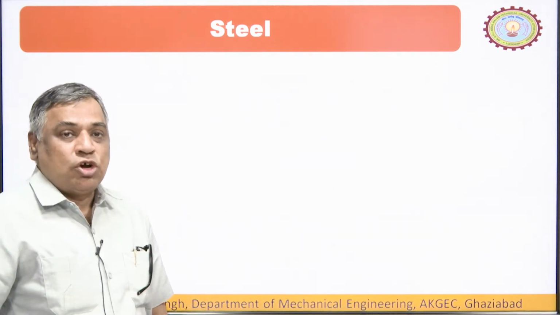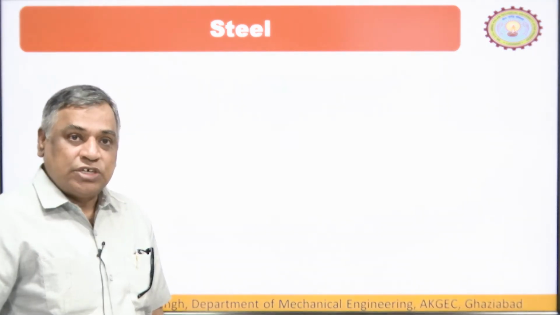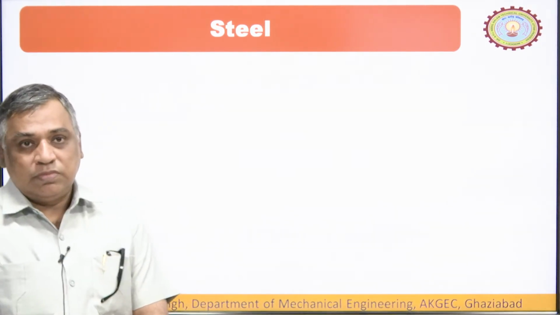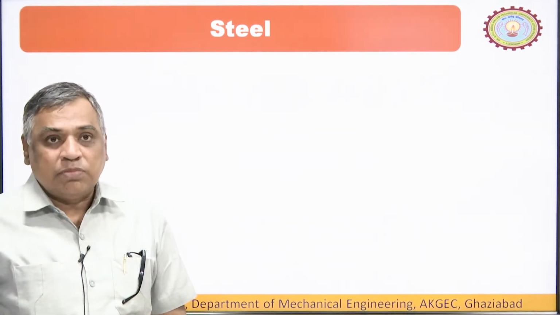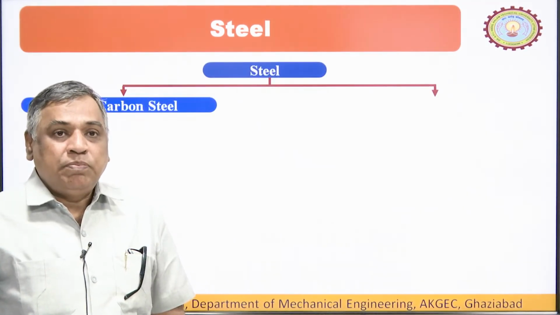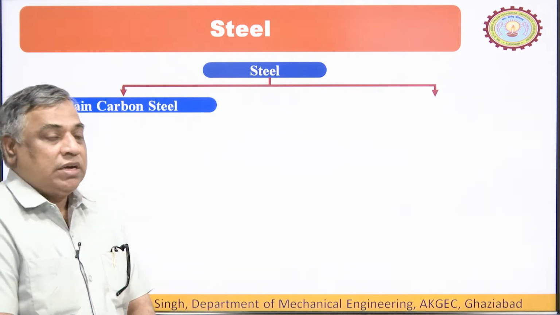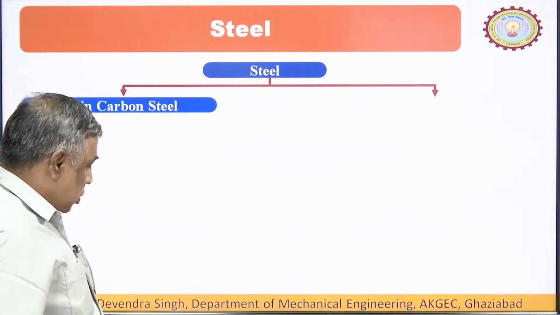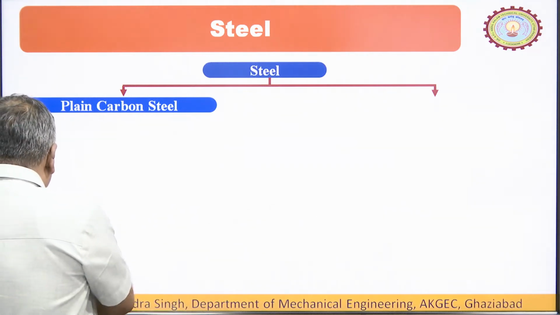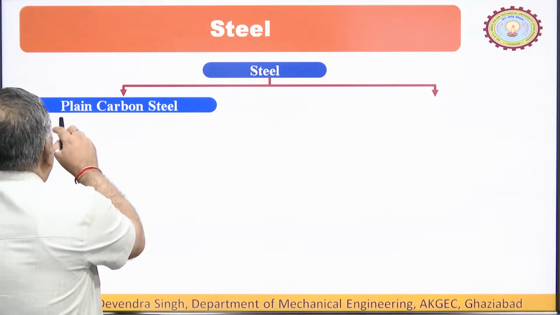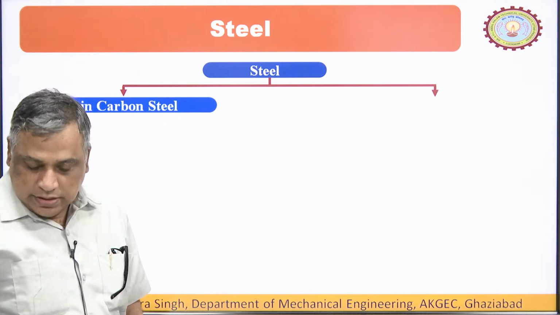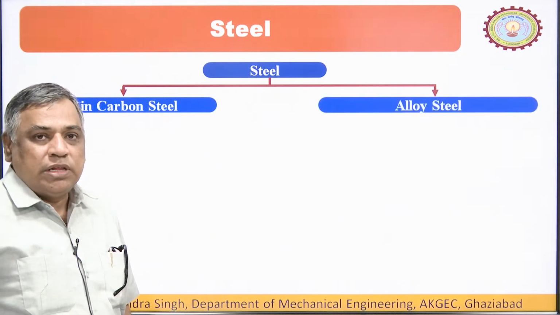Then the next topic for this lecture is steel. Steel is an alloy of carbon and iron. This is a ferrous alloy, carbon and iron. So, steel may be primarily classified into two groups. First is the plain carbon steel, and the second category is the alloy steel.